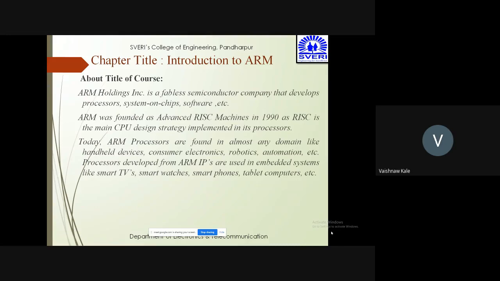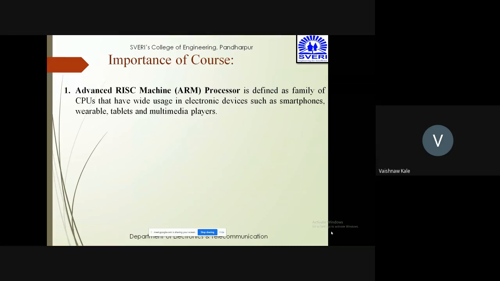Processors that have been developed from ARM IPs are used in embedded systems like smart TVs, smart watches, smartphones, tablets, computers, etc. The Advanced RISC Machine, or ARM processor, is defined as the family of CPUs that have wide usage in electronic devices such as smartphones, wearables, tablets, multimedia players, etc. ARM was specially designed as a mobile processor, but afterward it started having different applications.